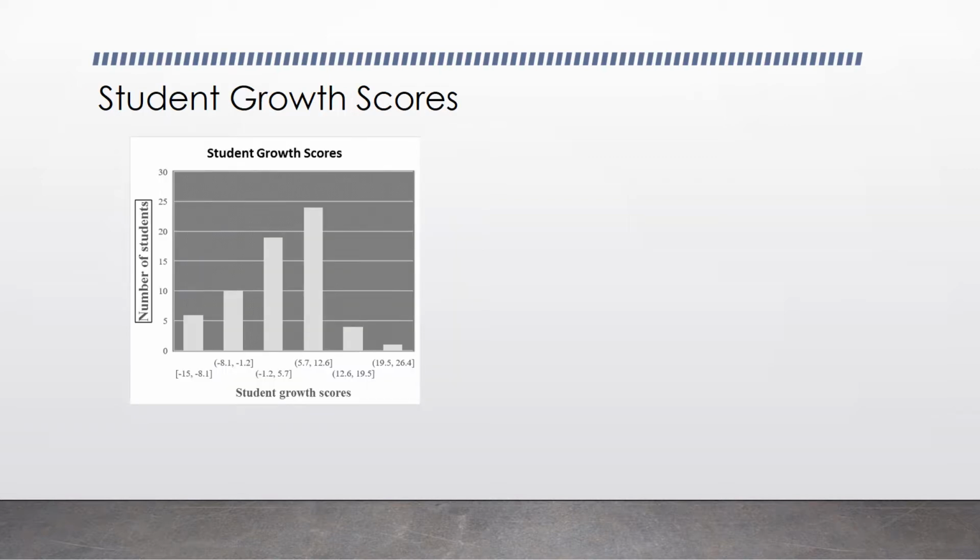Next is a graph of my student growth scores, and 32 out of 64 students' MAP scores increased by at least 4 points or more. At least 2 or 3 students' MAP scores increased between 12.6 and 19.5 points.